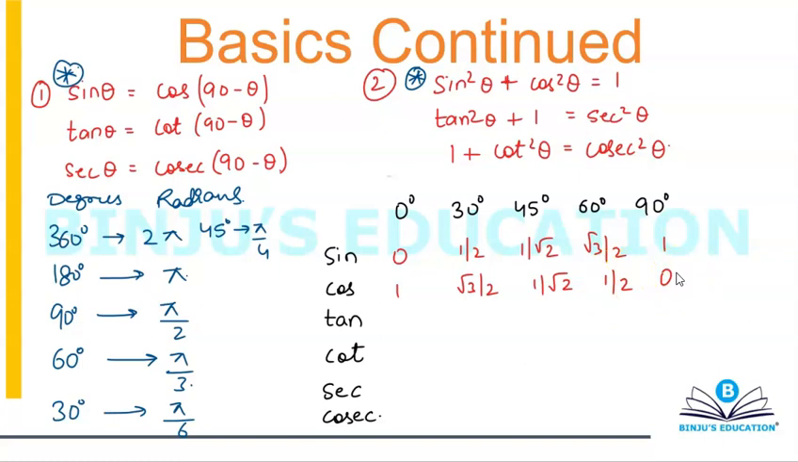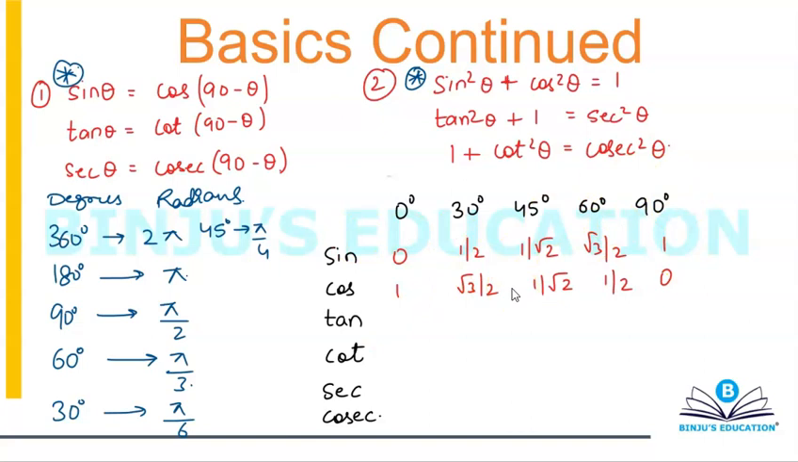Now we know that sine theta is nothing but cos of 90 minus theta, so use that logic. So whatever will be the value of sine of theta will be the value of cos of 90 minus theta. So if sine 60 is root 3 by 2, then cos of 90 minus 60 will be root 3 by 2. Now what is 90 minus 60? That is 30 degrees. That's why sine 60 and cos 30 are exactly the same.